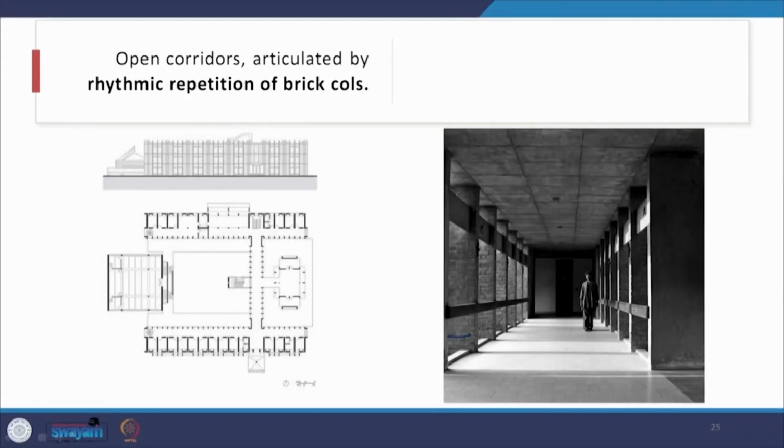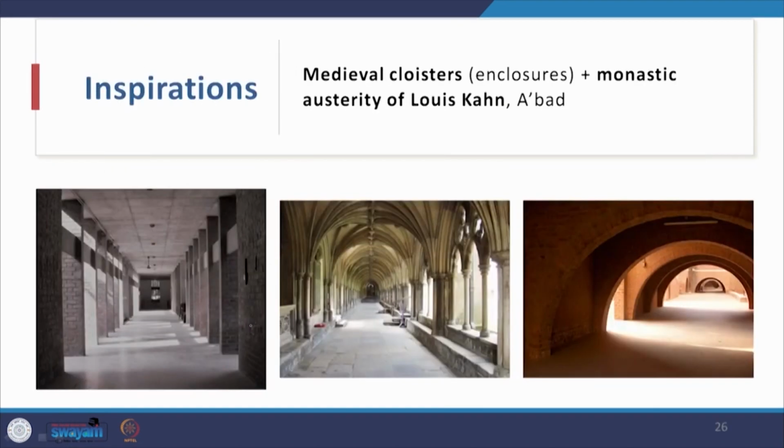So this has got deep piers on either side. When you run through the connecting corridor here, it is cut off from direct glare of the sun, and the open corridors are articulated by this rhythmic repetition of brick columns in the corridors or verandas and the connecting corridor. Now the inspiration for such an idea comes not only from medieval cloisters or enclosures, but also from the austerity in the work of Louis Kahn, where you find this kind of corridor at the ground level of IIM Ahmedabad in brickwork, and these are brick arches, and here you have it in brick and RCC.